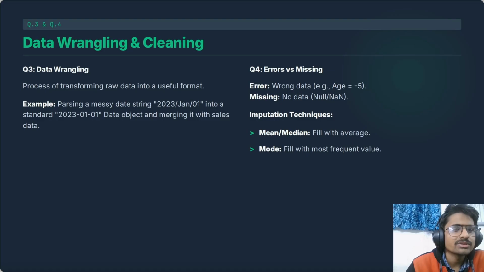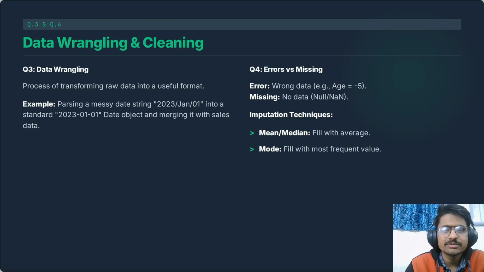So question three and question four: data wrangling and cleaning. Question 3, data wrangling: the process of transforming raw data into a useful format. Example: parsing a messy date string into a standard 2023-01-01 date object and merging it with sales data.